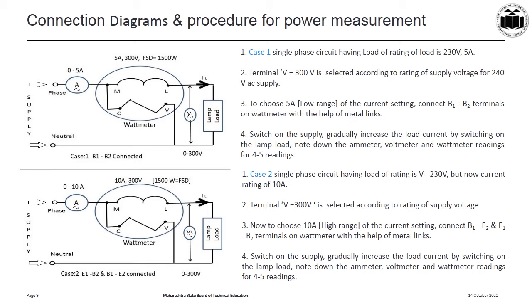In case 2, when the load changes, say a higher capacity load of 10 ampere is connected in the circuit, the user has to change only the terminal connections at B1E2 and E1B2 with the help of metal links, which increases the current carrying capacity of the same wattmeter to the higher range, say of 15 ampere. It is important to note that we haven't changed the wattmeter, but only the ranges of current terminals have changed. Here multiplying factor comes into the picture.